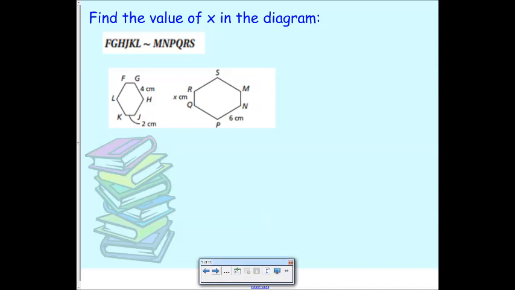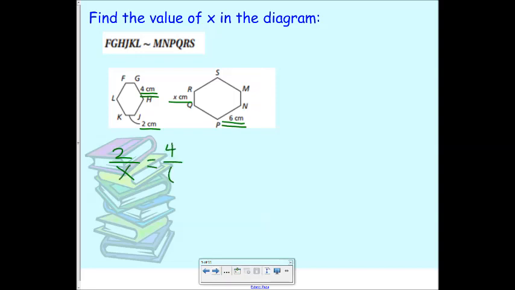All right, so this is a hexagon because it has 6 sides. I'm going to visually look at this, and I'm going to say 2 goes with which one? No. Oh, wait, 2 goes with X. Why? When you flip it over, the X is on the bottom. Okay, so then the 4 goes with 6. So then what's my proportion going to be? 2 over X equals 4 over 6.